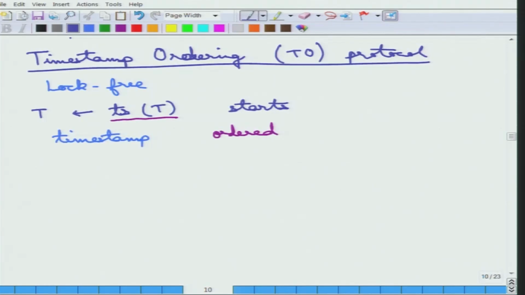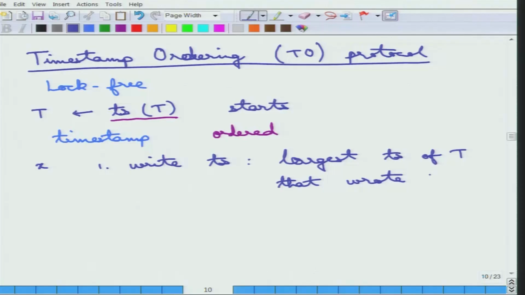Now for every data item X, there are two timestamps that are maintained. The first one is called the write timestamp, which is the largest timestamp of any transaction that wrote X successfully. Suppose transaction 1 and transaction 2 both wrote X. If transaction 1 starts before transaction 2, then the timestamp of transaction 1 is less than that of transaction 2, because it is ordered. So the write timestamp gets the largest timestamp of any transaction that has successfully written to X.